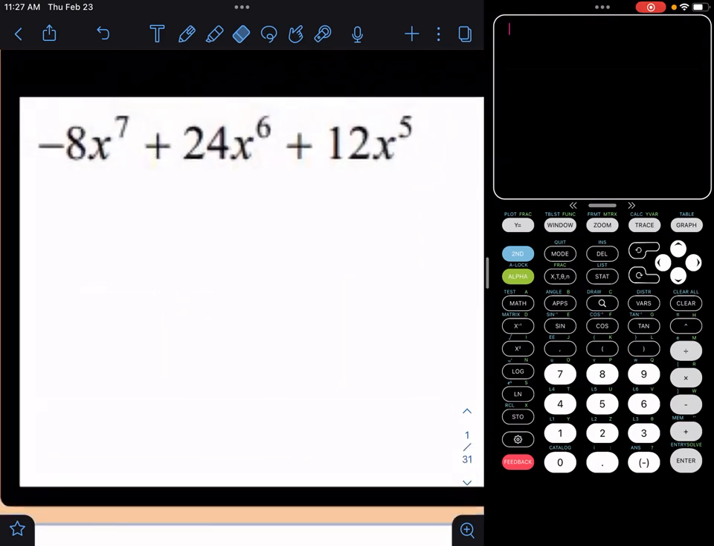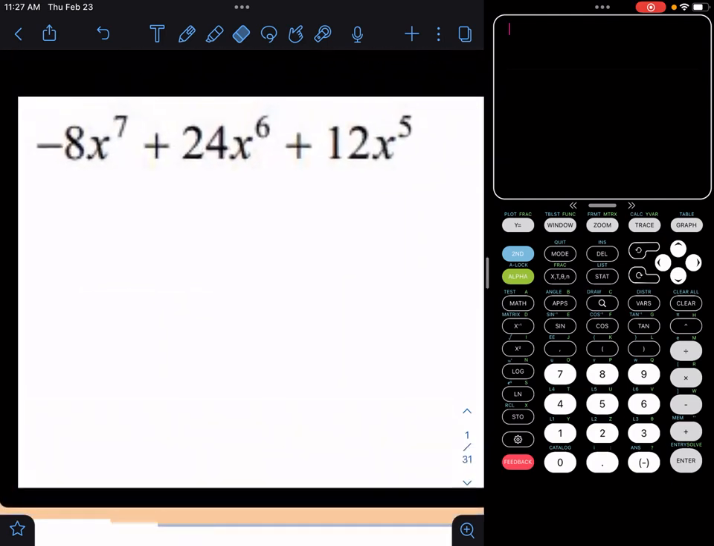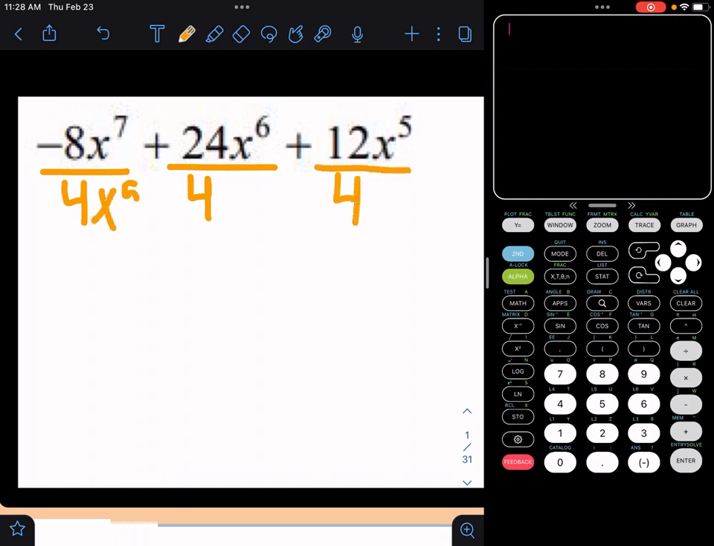So I'm going to start by looking at the numbers 8, 24, and 12. And I have to think to myself, what is the greatest common factor? What is the biggest number that I could divide out of each of these terms? And I know it's not 8, because 8 doesn't divide by 12, but 4 does work. So 4 works, and now I have to think of my variable. I take the x, since they all have an x, and I choose the smallest exponent. So x to the 5th, x to the 5th, and x to the 5th.